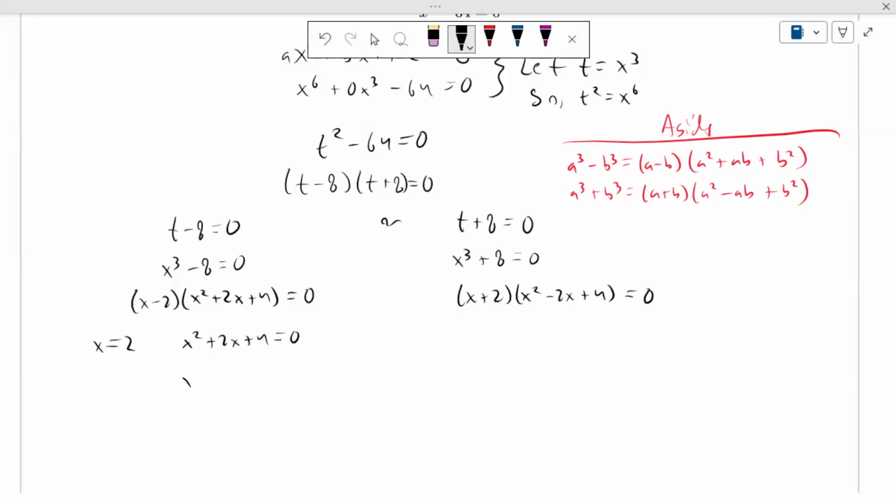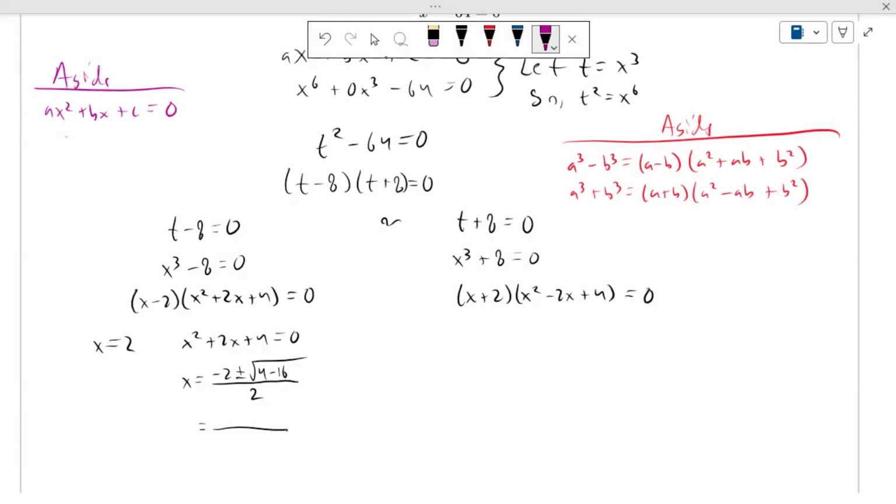So x is going to be equal to negative 2 plus or minus the square root of 4 minus 16, all over 2. Just using my quadratic formula there, which let me do a little aside over here so you can write it down. The quadratic formula: if we're looking at ax squared plus bx plus c is equal to 0, then x is equal to negative b plus or minus the square root of b squared minus 4ac, divided by 2a.